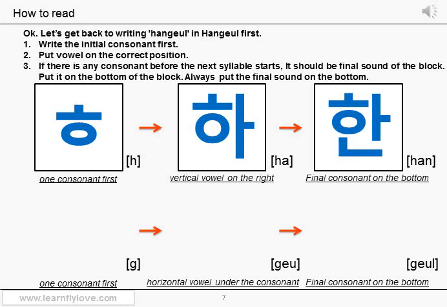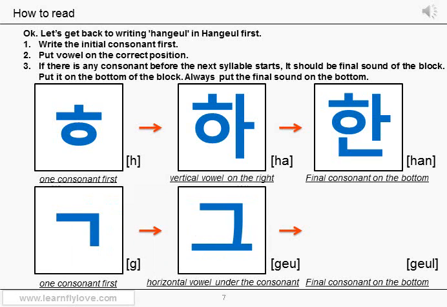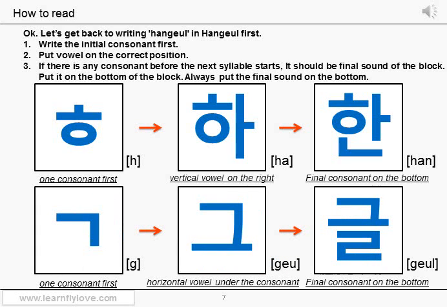Let's draw Gul. Draw the initial consonant first, which sounds like G. And draw the vowel, which sounds like U. And it goes under the initial consonant because this vowel is drawn horizontally. Then how to make the L sound? Add the final consonant L, which sounds like L. Sounds between R and L. Under the vowel, because that's the position of the final consonant all the time. Now we finished drawing Hangul.